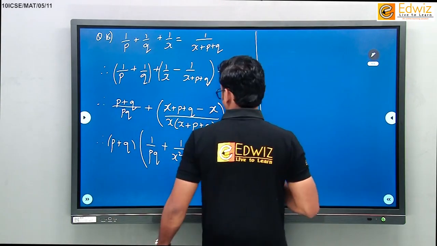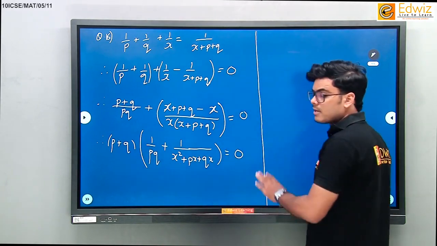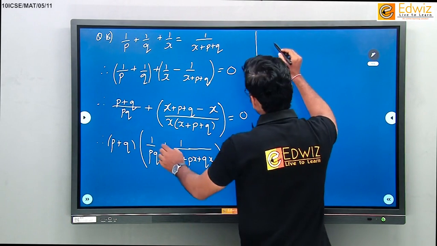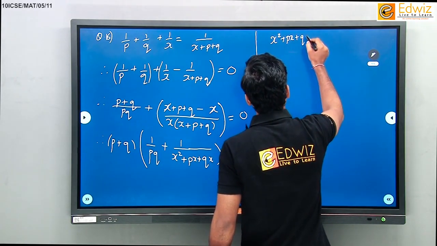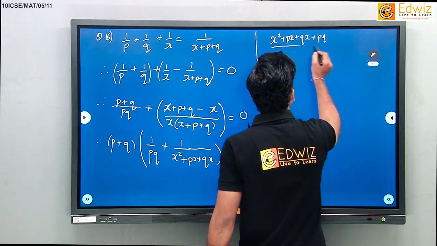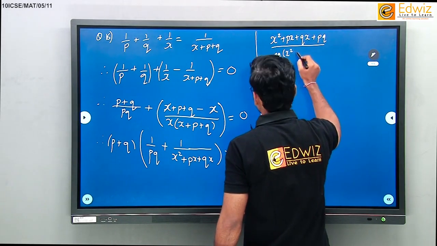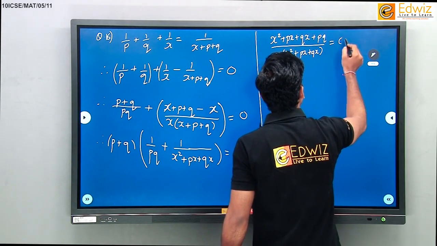Again we will cross multiply here. You can see we can cross multiply. This part is on the other side now, it has become 0. Okay, so here we will cross multiply. It will become x square plus px plus qx plus pq divided by pq multiplied by x square plus px plus qx equal to 0.